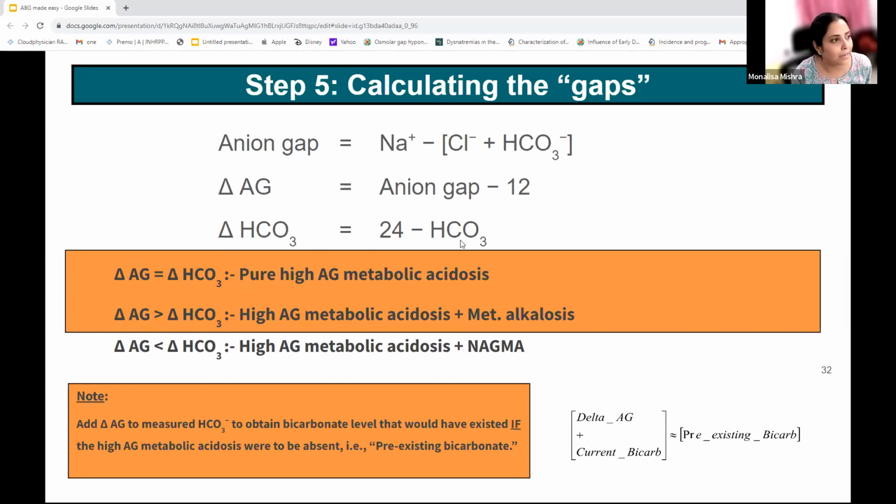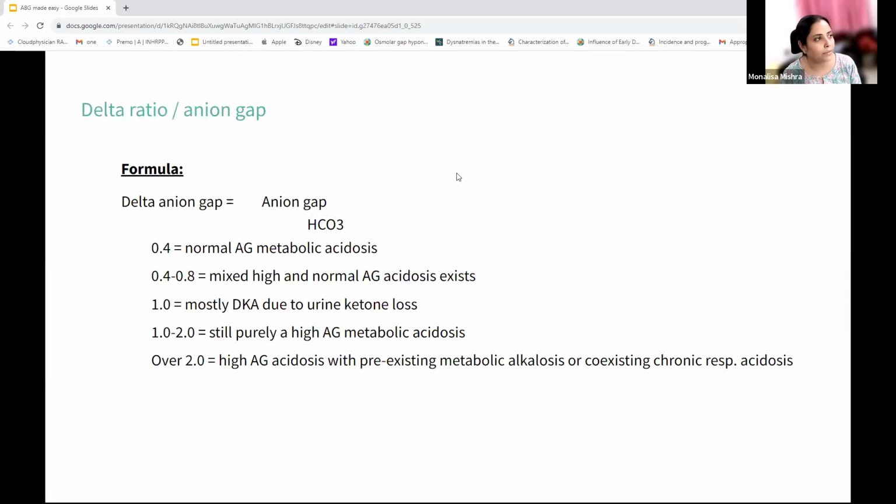That is 24 minus bicarb. That is change in bicarb. So why do you calculate that? If delta anion gap is equal to delta bicarb, then it is only high anion gap metabolic acidosis. But if delta anion gap is more than delta bicarb, then it is high anion gap metabolic acidosis, but there might be some component of metabolic alkalosis also. And if delta anion gap is less than delta bicarb, then it is high anion gap metabolic acidosis along with some normal anion gap metabolic acidosis. This step will also become clear to you after an example.